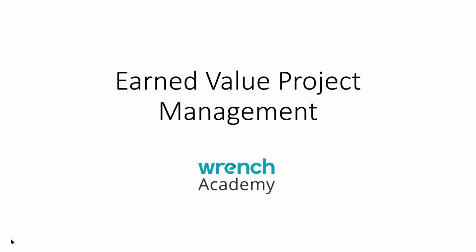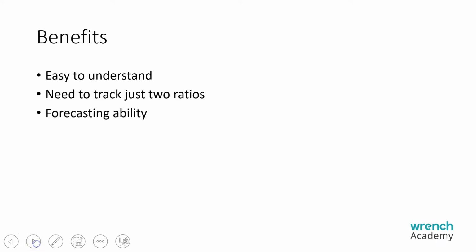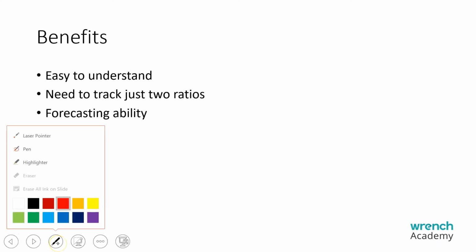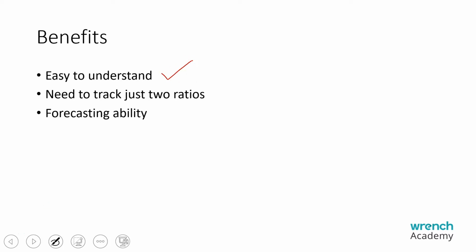Through this video, I'll introduce you to earned value project management. It is very easy to understand, and it becomes very easy for the project manager to manage the project because we need to track these two ratios to see the health of the project. These ratios are the schedule performance index and the cost performance index. I'll explain these things as we proceed.